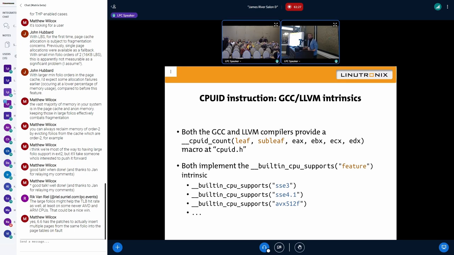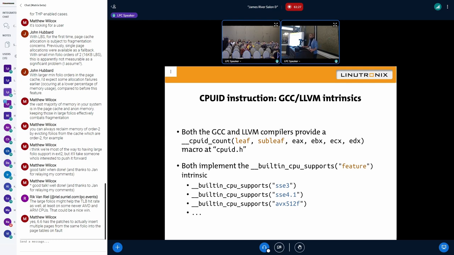So actually there are some intrinsics in GCC and LLVM to help with this information. So there is actually a cpuid count macro that is provided in cpuid.h. And cpuid.h here is just a header provided by the compiler, just like varargs or stdarg.h for people who know that.